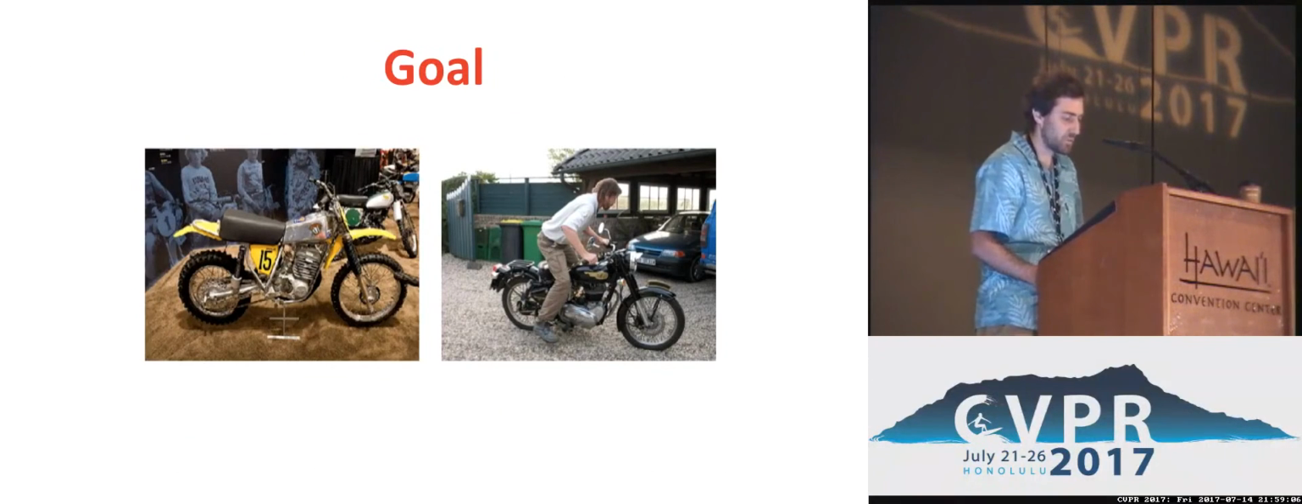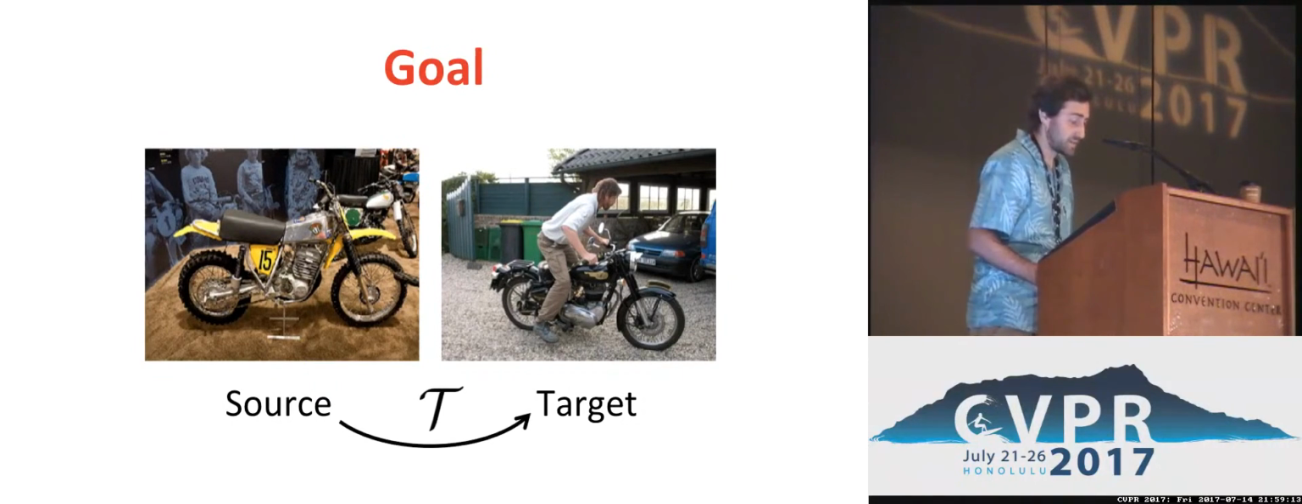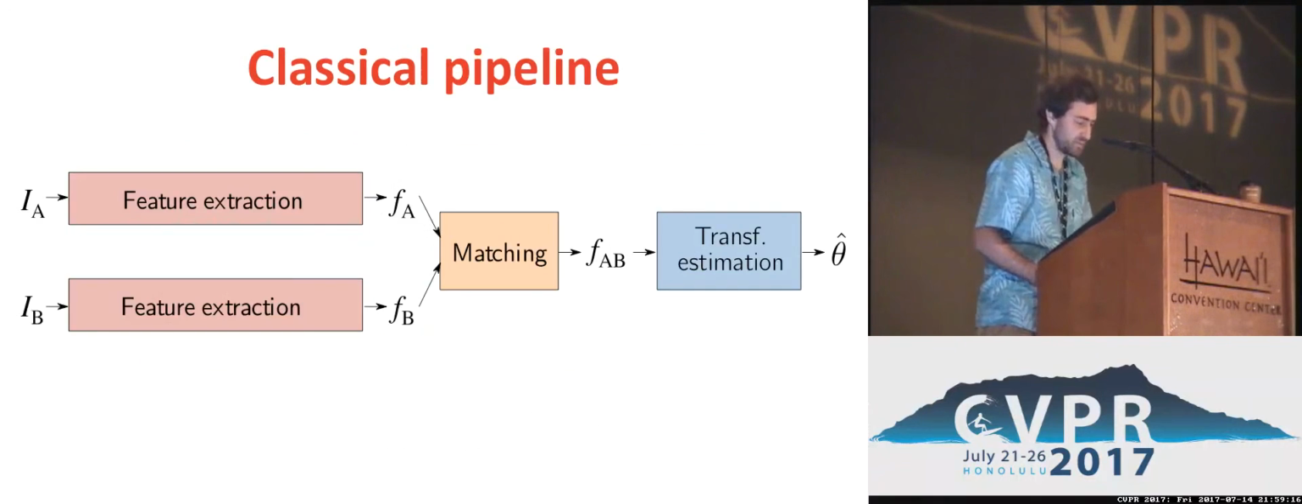So the goal of this work is to solve the image alignment problem. We're given a source and a target image. We seek to find a transformation T that aligns the source image to the target image.